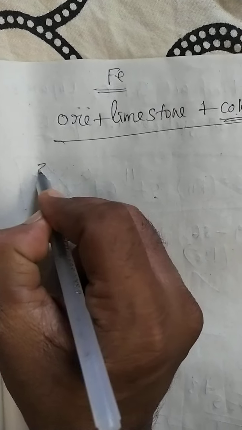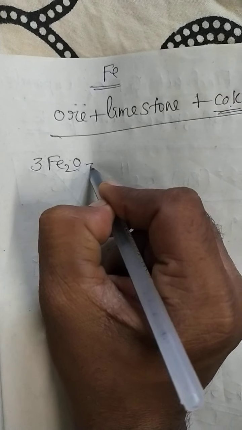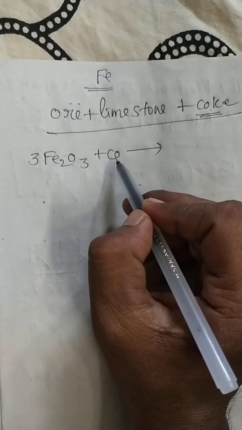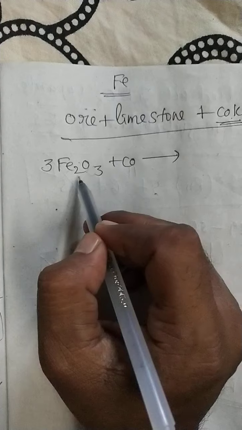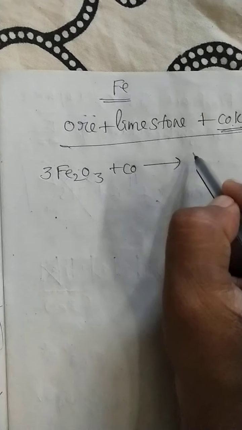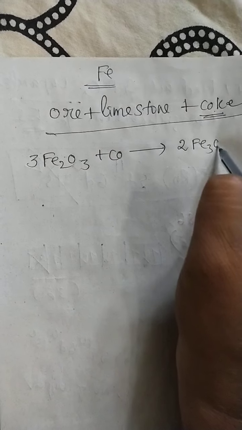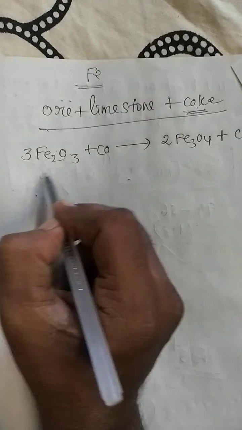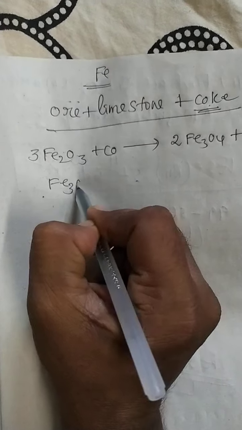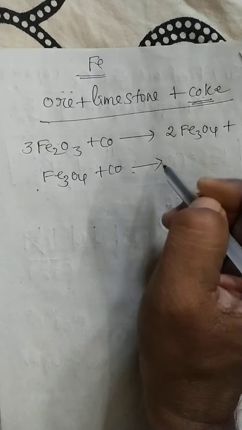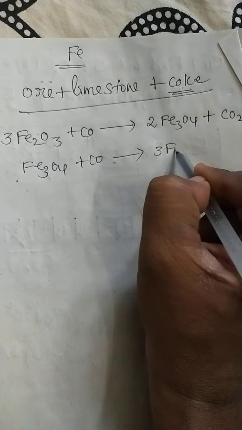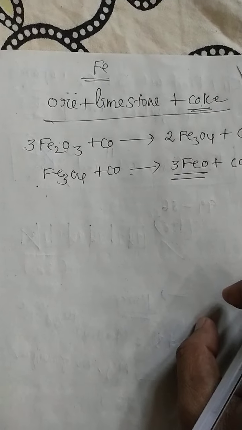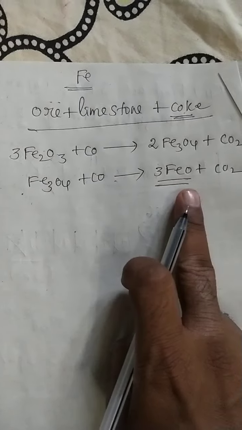So see here the steps. 3Fe2O3 plus carbon monoxide, because this coke reacts with oxygen to form carbon monoxide. This carbon monoxide removes the excess amount of oxygen from the ore. Next, 2Fe3O4 plus carbon dioxide, and after that this compound Fe3O4 is again treated with extra carbon monoxide and FeO plus carbon dioxide is formed. So you obtain FeO from the ore.